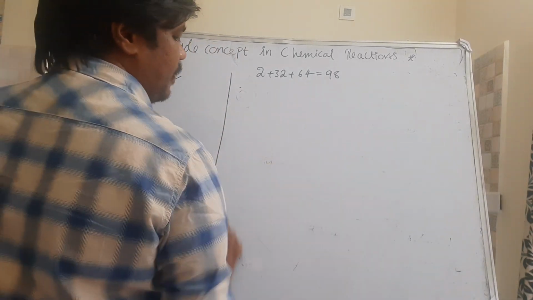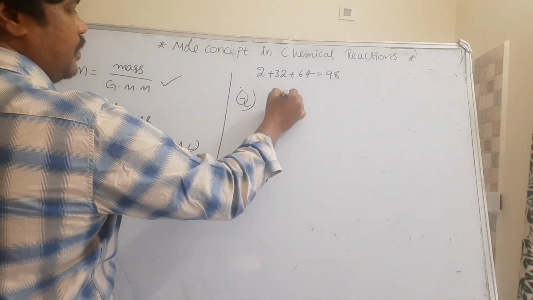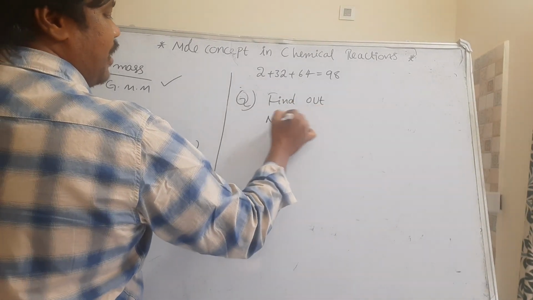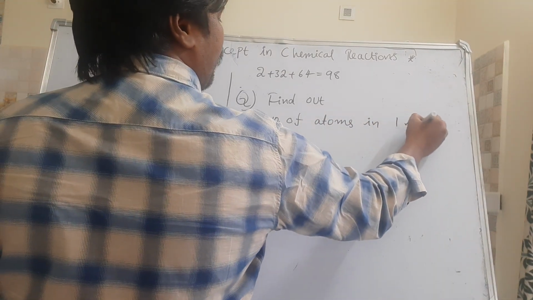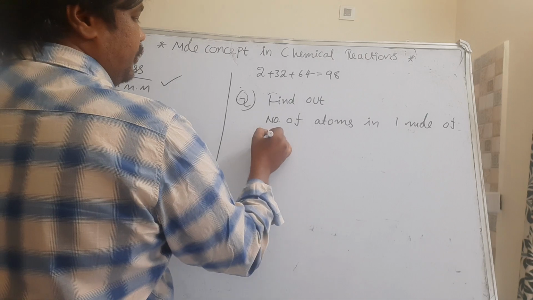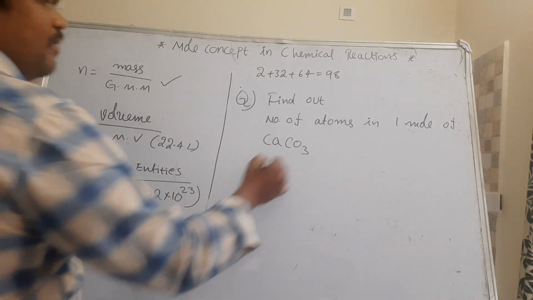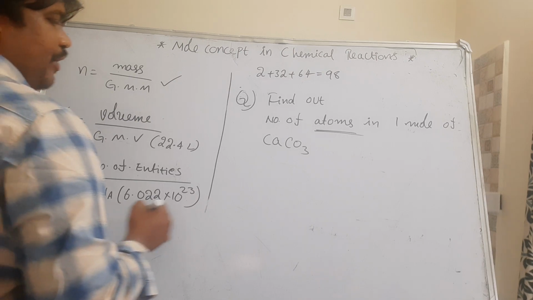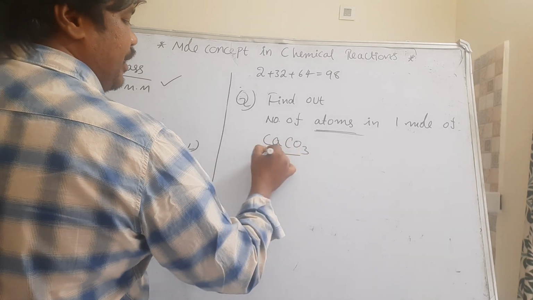Students, the third problem that I am going to give you is: find out number of atoms in 1 mole of CaCO3, calcium carbonate. So they are asking the number of atoms, students. And we know that here we have the molecule calcium carbonate.